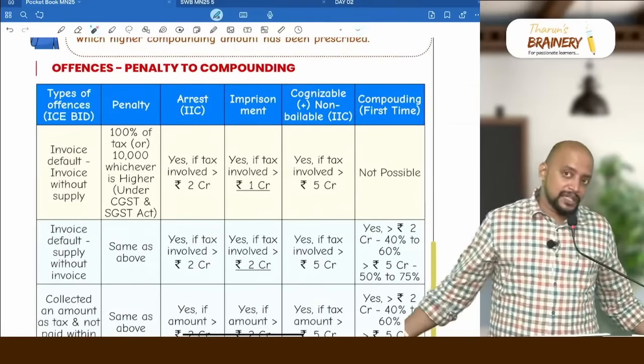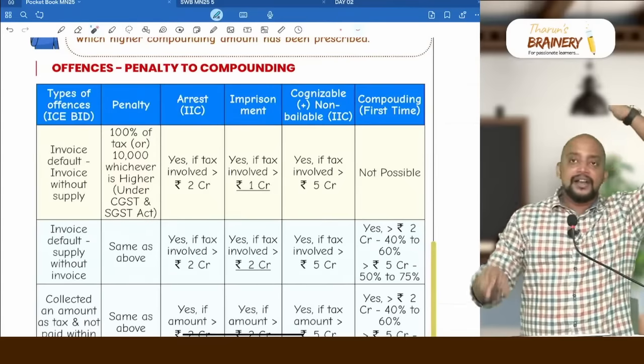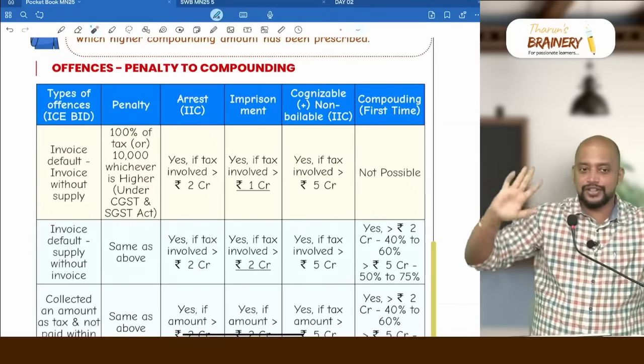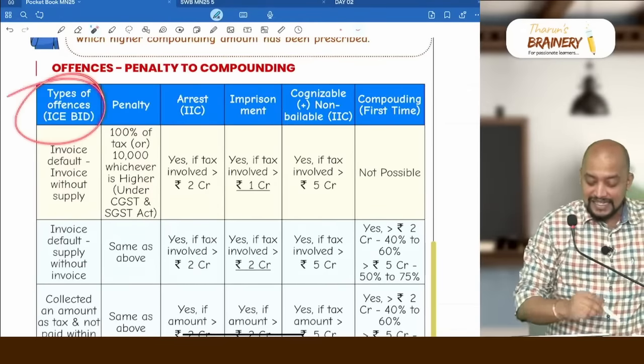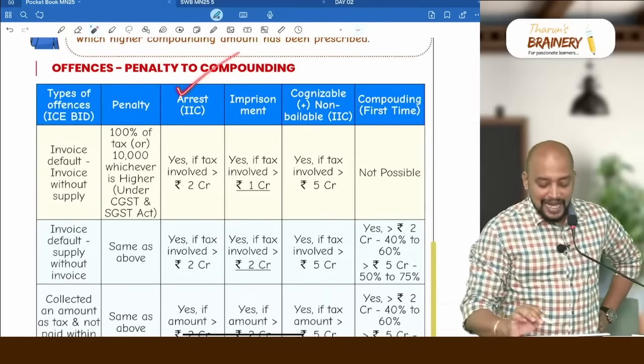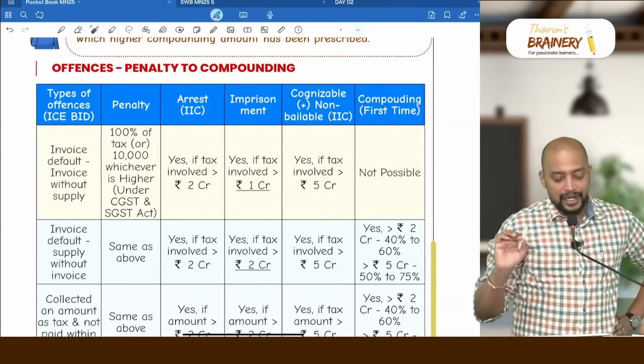Then offences, penalty to compounding. Now I am merging everything, all the discussions which I have made so far. So see this. Let's complete this chapter, then go for a break, so that the mental block is gone. So see this: types of offences, and first we need to check what is the penalty, the arrest, imprisonment, cognizable plus non-bailable, compounding.